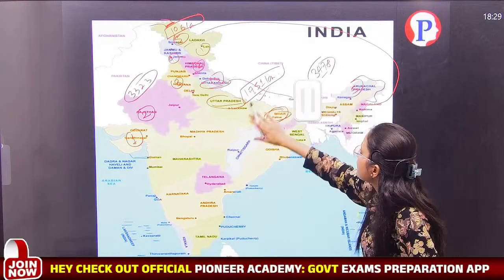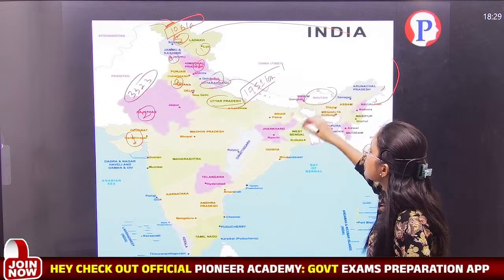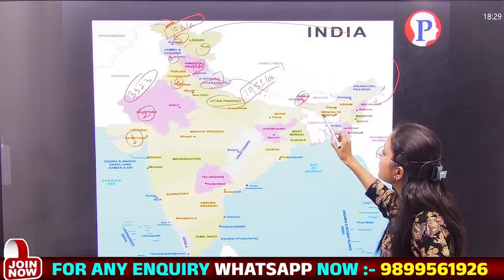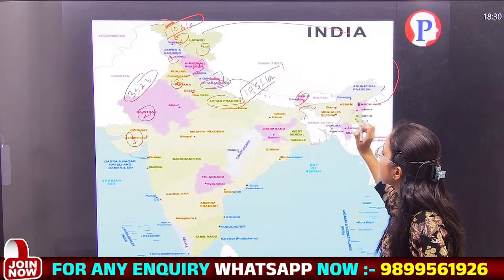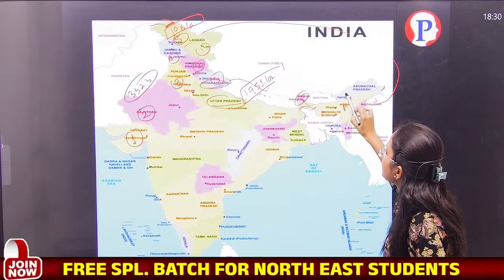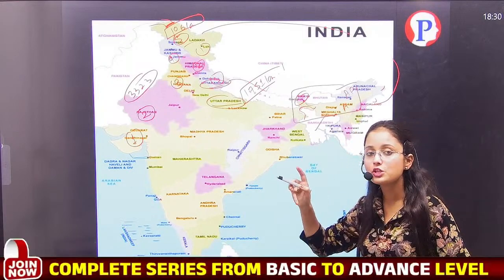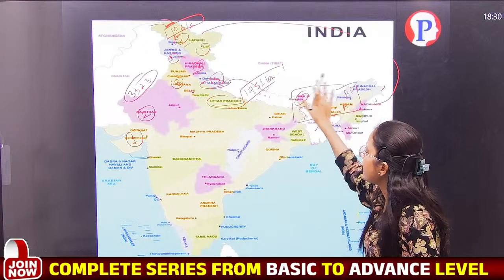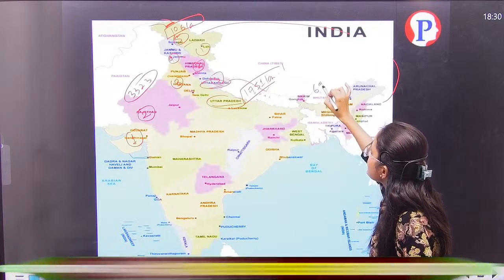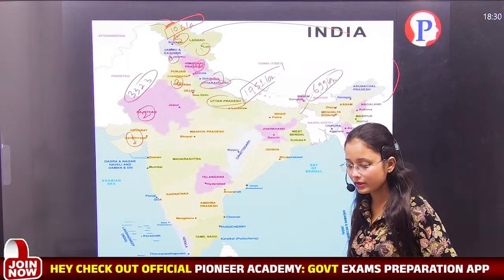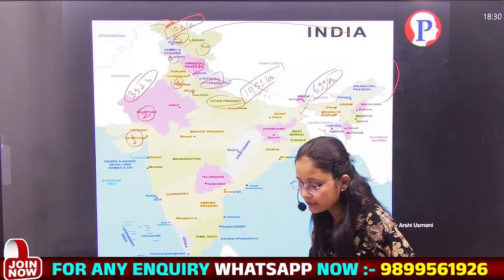Okay, now we are going to talk about Bhutan's boundary. So this is Bhutan, and there are Sikkim and West Bengal, and then Assam, and then Arunachal Pradesh. So these four states will share its boundary with Bhutan, and it will be in kilometers 699 kilometers. Got it?